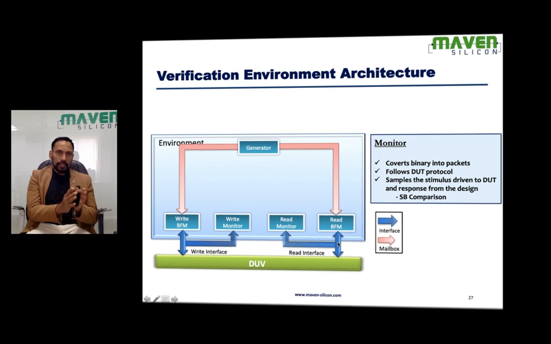For every interface, we connect driver and monitor. Here there are two interfaces, write interface and read interface. So we have connected write driver and write monitor with write interface, and read driver and read monitor with read interface. This is very similar to UVM framework. To write even a SystemVerilog test bench, we follow this standard methodology. For every interface, we connect driver and monitor.